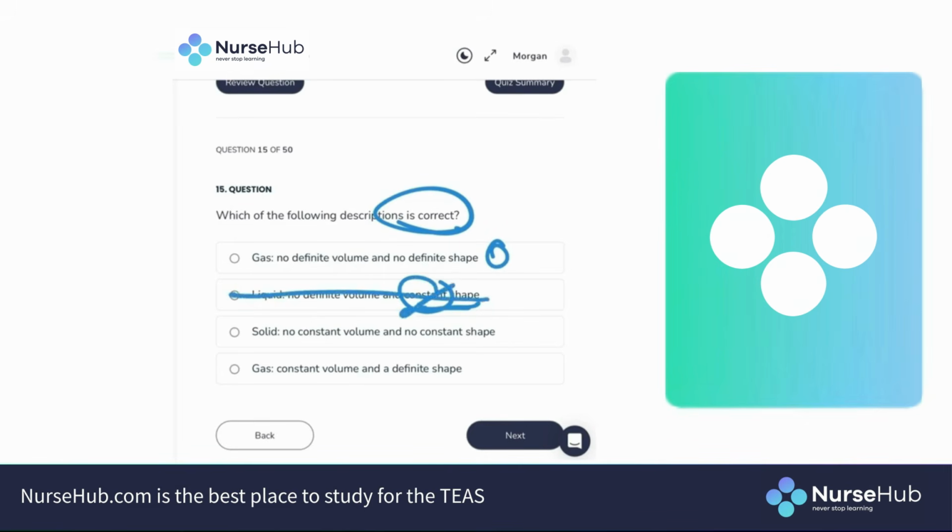The next is solid, no constant volume, no constant shape. We know both of these statements are wrong. A solid, think of any object in your home, the computer that you're viewing this lesson on, or the phone that you're holding in your hand. Those are solid. They have both a constant volume and a constant shape. This answer is also incorrect.